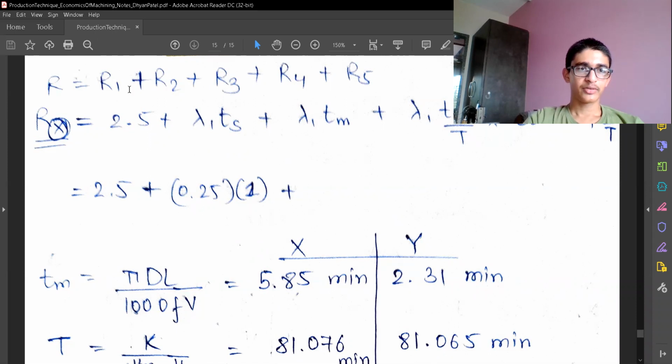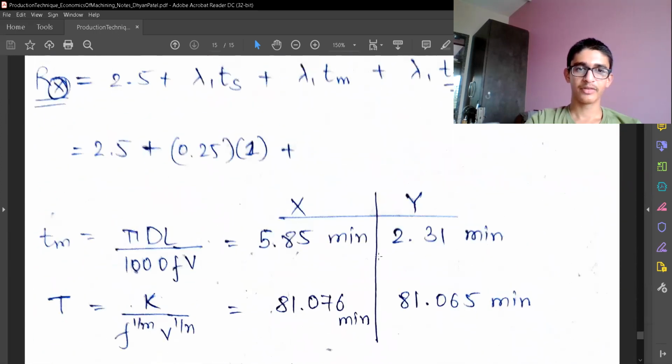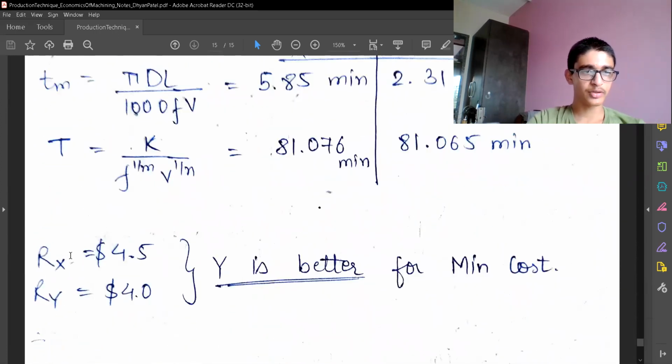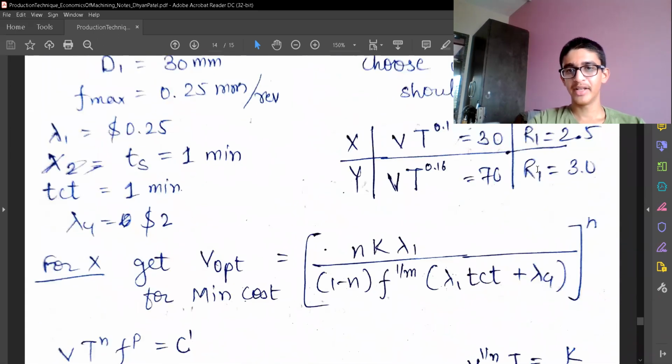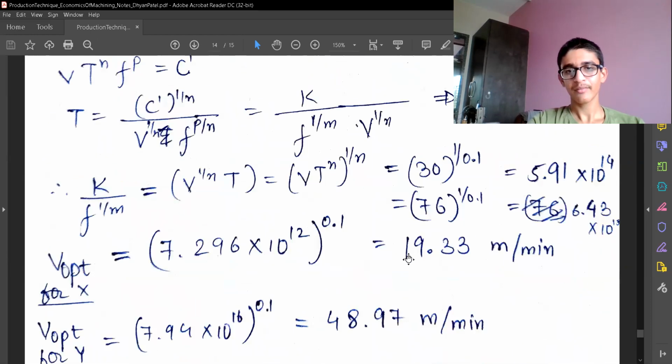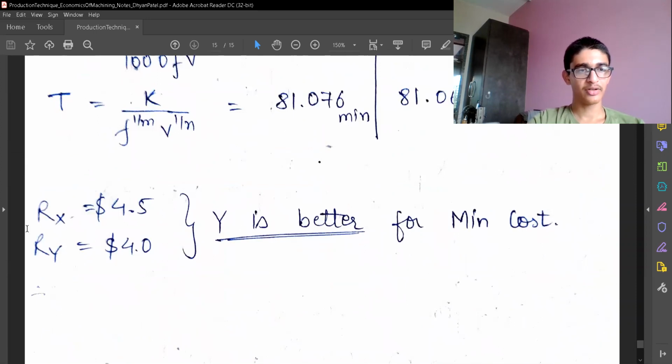In the total cost, the R1 values are going to change. For X, the value was 2.5, and for Y, the value was 3. I have found that for X, the total cost is 4.5, and for Y, the total cost is 4. That means Y is better for minimum cost, so we should use material Y. Even though Y had a higher raw material cost and the velocity was also higher, which can give bad results, the minimum cost is coming for that material only.